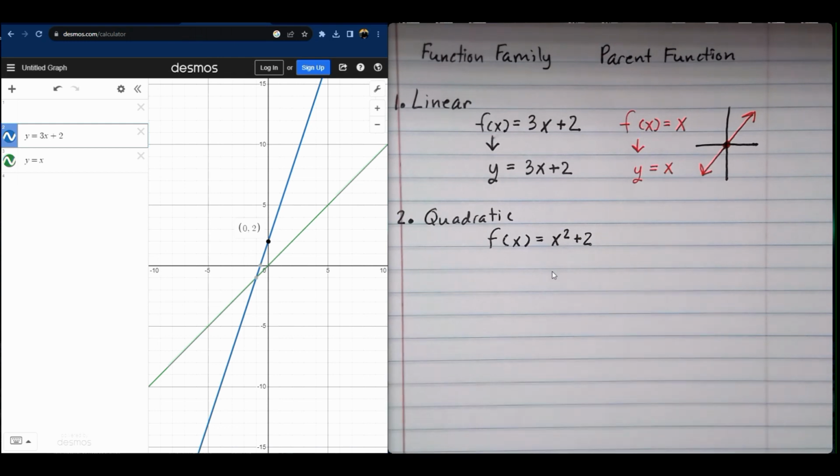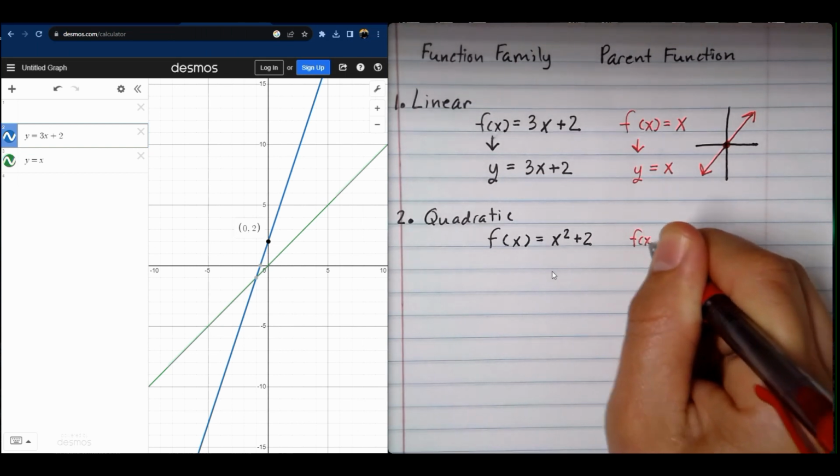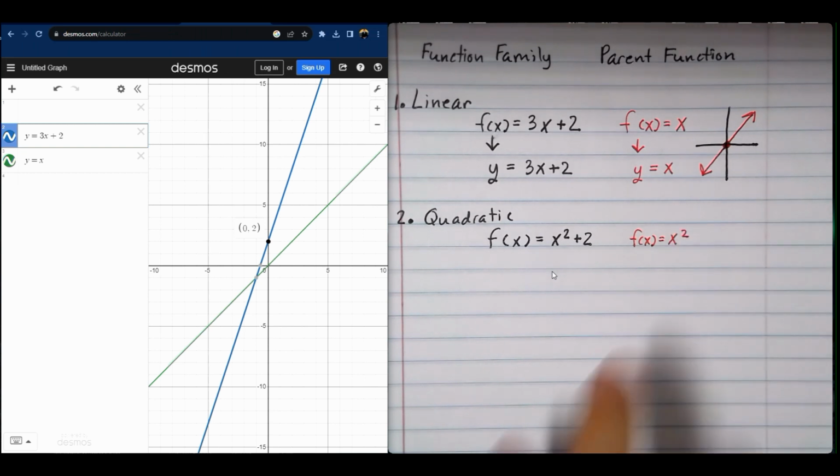Now, on the other hand, it had a parent function that it originally started with. And the parent function for this one would have been f of x is equal to simply x squared. That is the parent function. So let's take a look at the difference between the two.